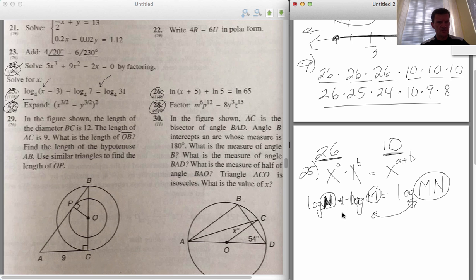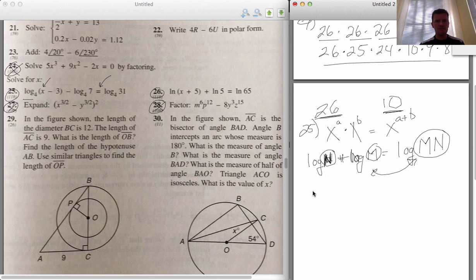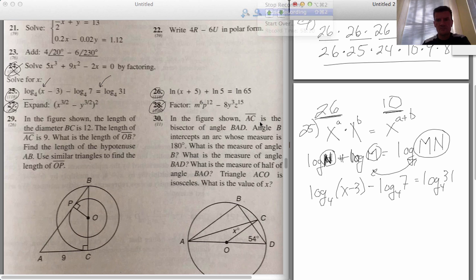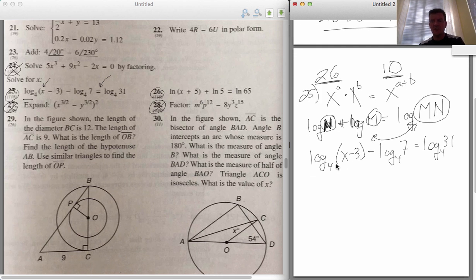Any other log principles that might pop up here? Well, let's just try number 25 and see what happens. So, log of x minus 3, this is in base 4, minus the log of 7 in base 4 equals log 31 base 4. Okay? So on this one, I just had to think about this one a little bit. We're going to apply this principle and the sister rule of that.